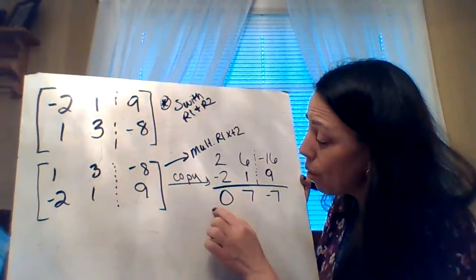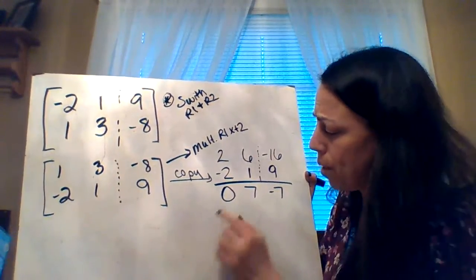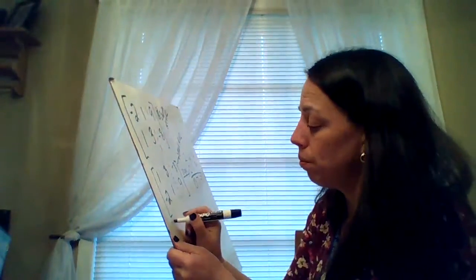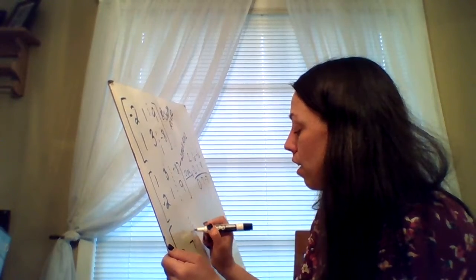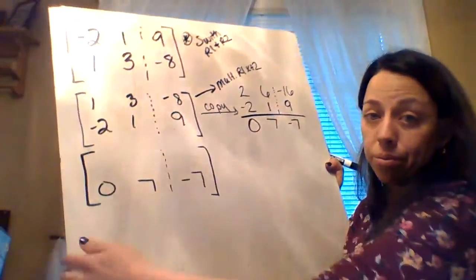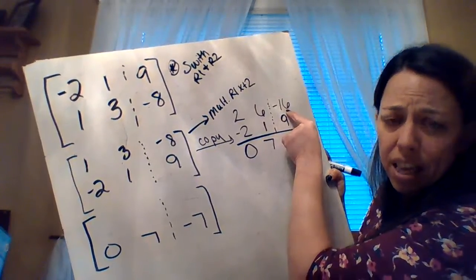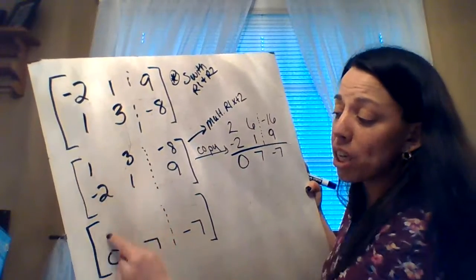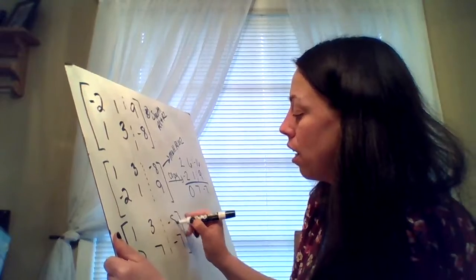So I'm going to replace, it's like I'm going to erase this row, which I'm not really going to do. I'm going to leave that here so those steps make sense. And instead of writing that, I'm going to write this. So I'm going to write 0, 7, -7. But the top row, I really didn't want this 2, -16 thing. I wanted to keep it as this. I just needed that to help me out. So I'm actually going to keep the top row as 1, 3, -8.